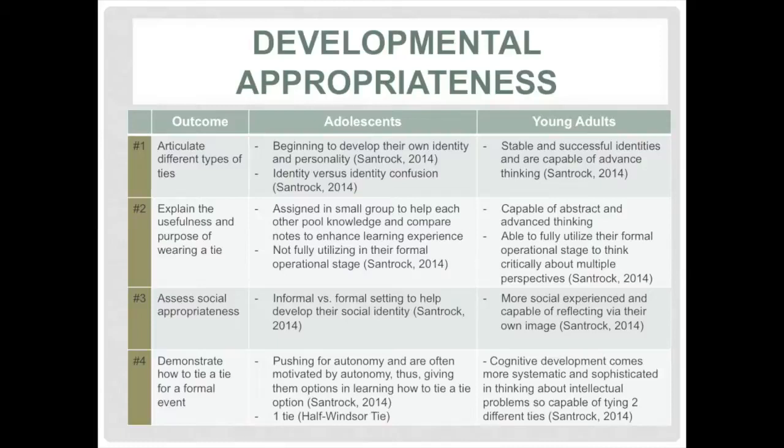Adolescents have not fully developed their social identity and are most likely to conform to what their peers have to say or do. So it was even more important for them to understand the difference between informal and formal. For young adults, an activity that involved them thinking and reflecting on their image and social standing regarding the tie and their careers was more developmentally appropriate.